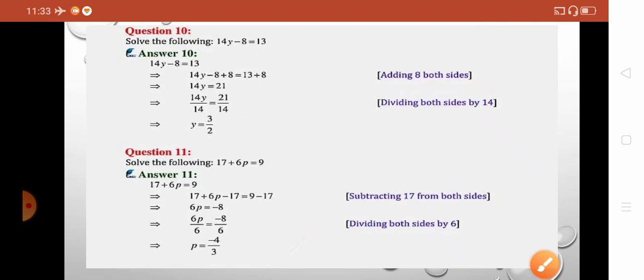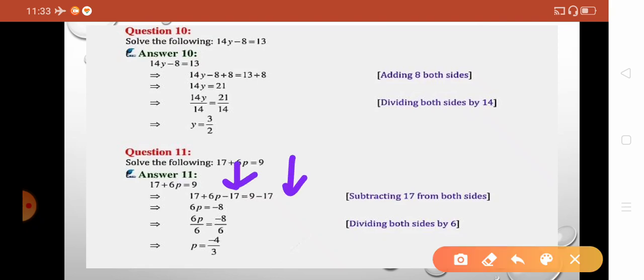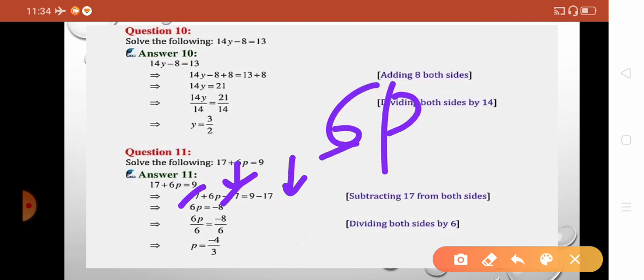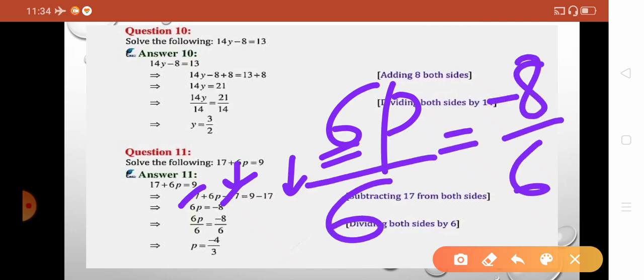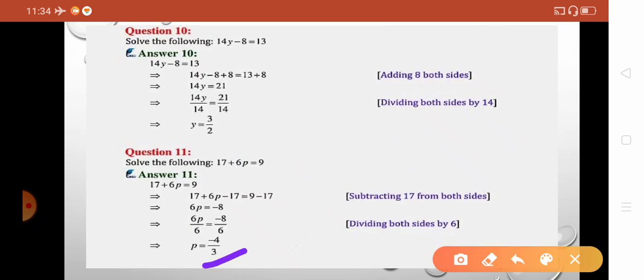Question number 11, solve the following: 17 plus 6p is equal to 9. Here the balancing method is used. 17 is in plus, so we will operate on it with minus. So we will write minus 17 on both sides. So 17 cancels, 6p is equal to minus 8. Here in 6p, 6 is in multiplication, so we will divide by it, and minus 8 by 6 also. Here we will get the value of p is equal to minus 4 by 3.